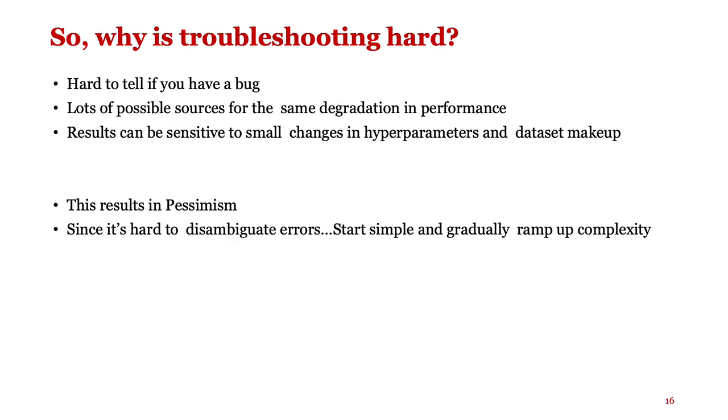And there's a lot of possible sources for the same type of degradation in performance. It could be related to the data, it could be related to the model, it could be related to hyperparameters, it could be related to some hardware issue itself, a software stack having some bugs somewhere. There's so many different reasons as to why things can go wrong that makes troubleshooting incredibly complicated.